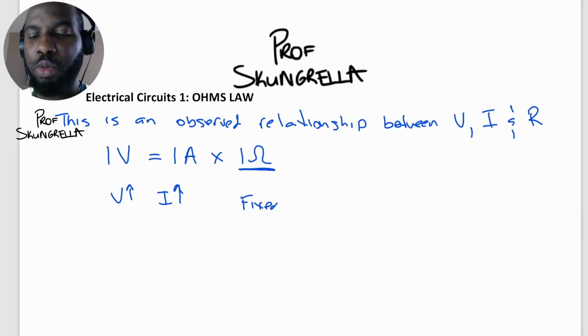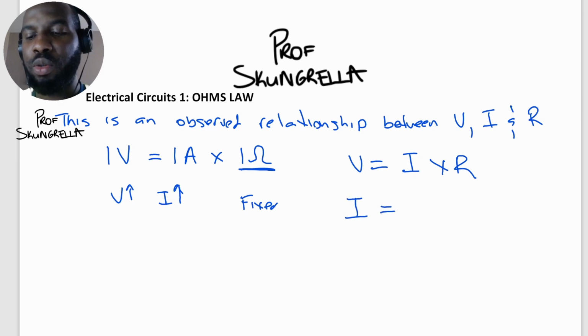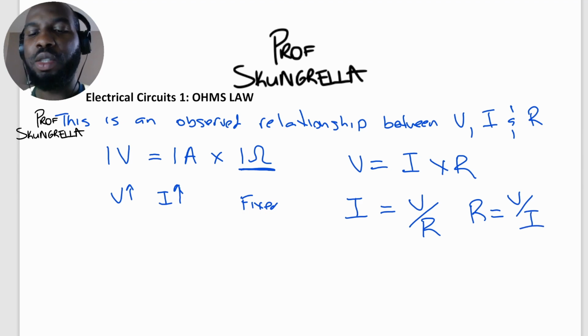So again, this is Ohm's law. It says that V is equal to I times R. Okay, so he observed this here. Again, if you put the 1 in front of each of them, this is what you get. Now you can change the subject of the formula. So you can have that I is equal to V over R, and R is equal to V over I. All right, this is Ohm's law.